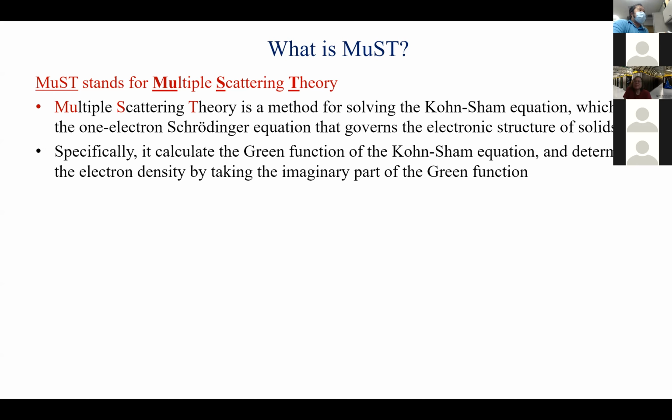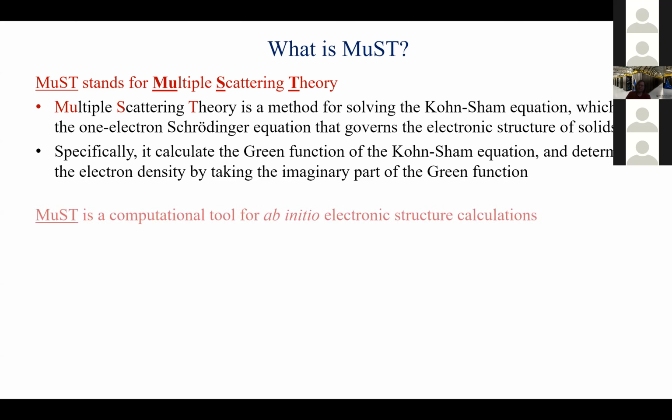This particular method, multiple scattering theory, utilizes the so-called Green's function of the Kohn-Sham equation. Instead of solving the differential equation, which is the Kohn-Sham equation, we just calculate the Green's function. The central quantity of density functional theory is the density, and the Green's function gives you a very convenient way to calculate it. By just taking the imaginary part of the Green's function, you get the density. So that's a different approach to the Kohn-Sham equation.